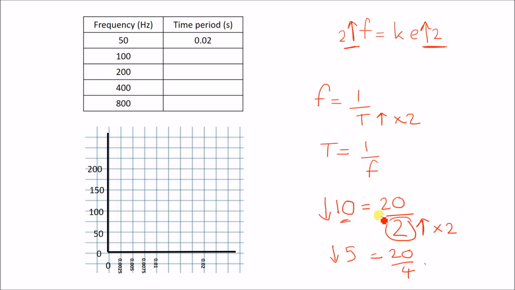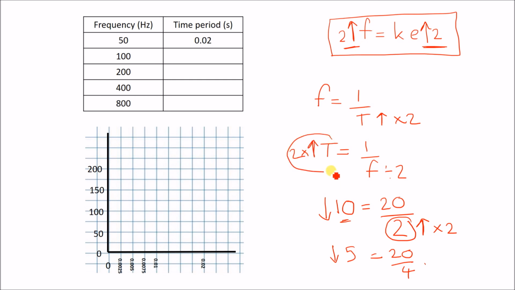The exact opposite would happen with T. If I increase T by 2, then I must decrease F by 2. So they are inversely proportional. Directly proportional means that when you increase one by 2, you increase the other by 2, or if you increase one by 4, you increase the other by 4. They are proportional to each other. With this one, when you increase one by a given factor, you must decrease the other by a given factor.